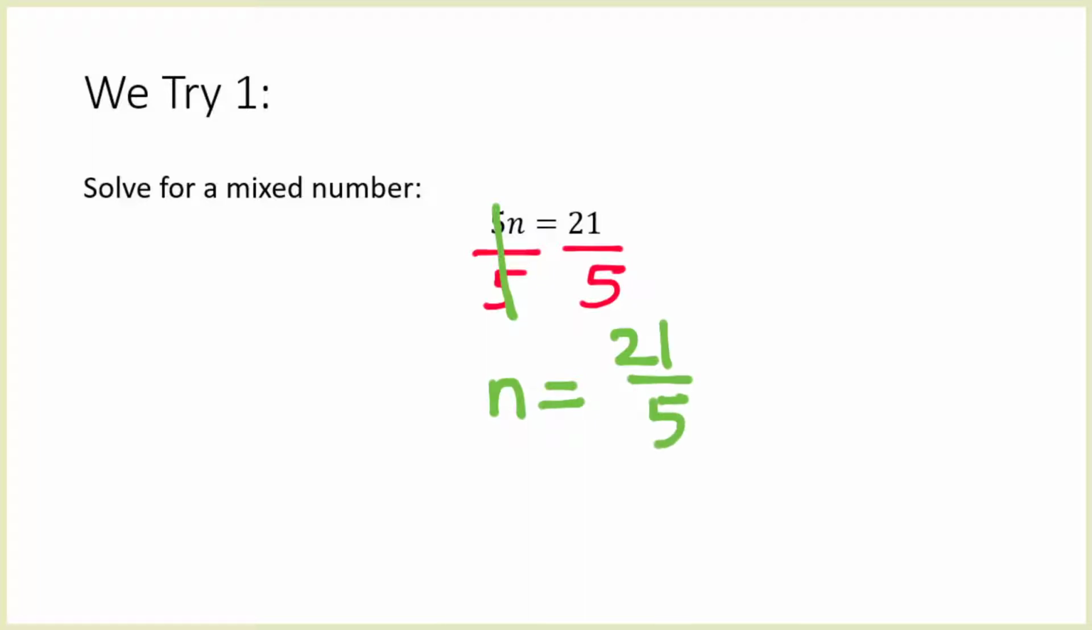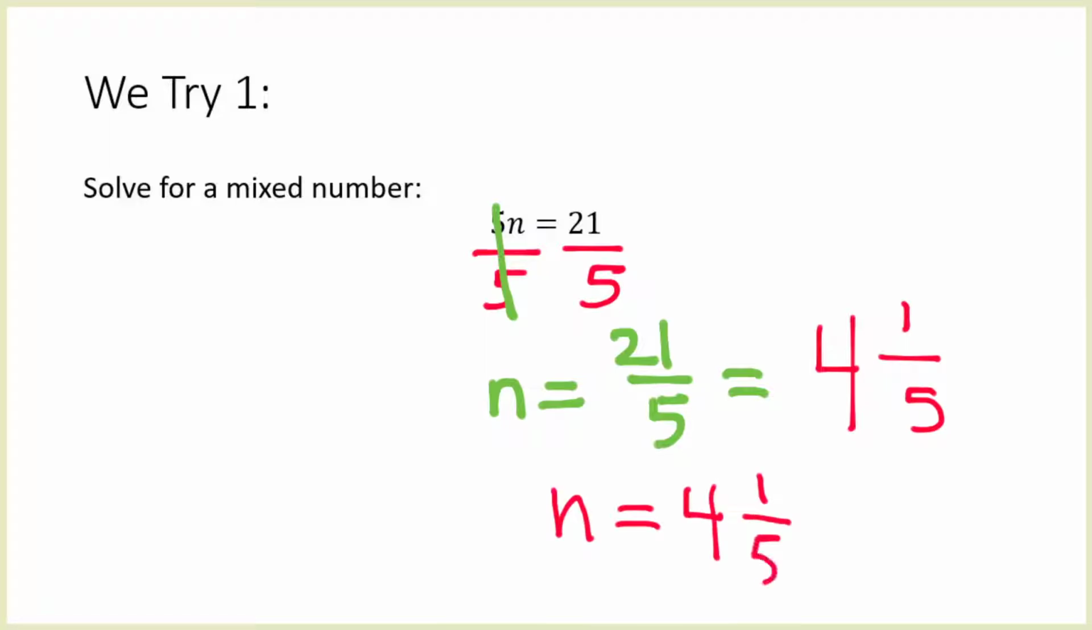But I don't want an improper fraction. The question asks for a mixed number. So I'm going to say, well, I can pull out 4 5s, and I'll be left with 1/5 left over. So I'll say that n is equal to 4 1/5.